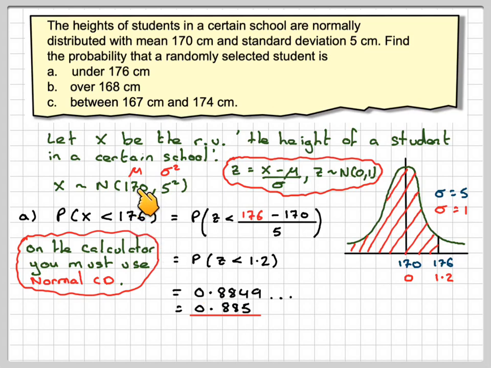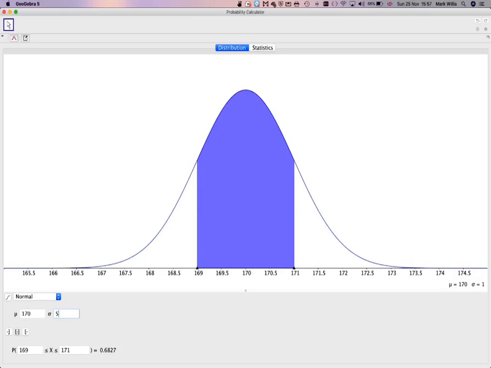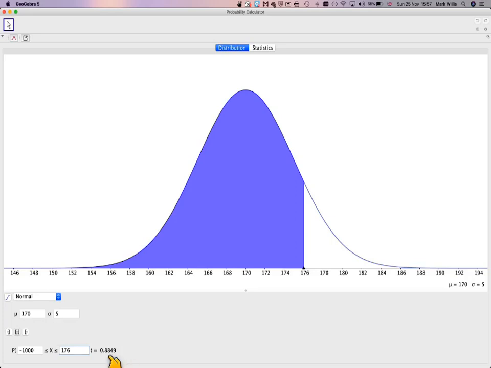Now, if we were using a mean of 170 and 5, I could put 176 in. So let's just do that. Let's change the mean to 170 and this to 5. Okay, and then in here I need to put in something like a minus 1,000. And in here I need to put 176, you'll see that it gives the same answer, 0.8849. And this is probably what you would do on your calculator, but knowing how to standardize is actually quite important.